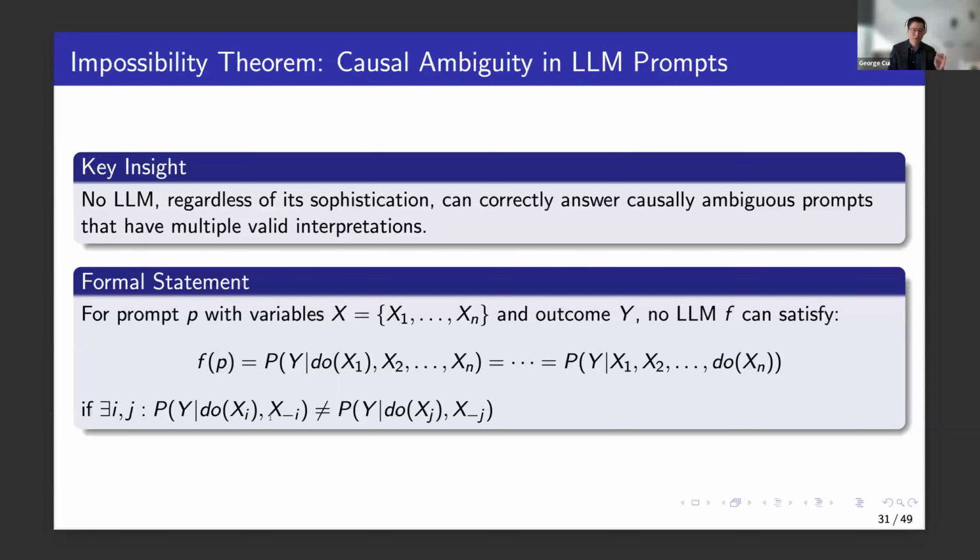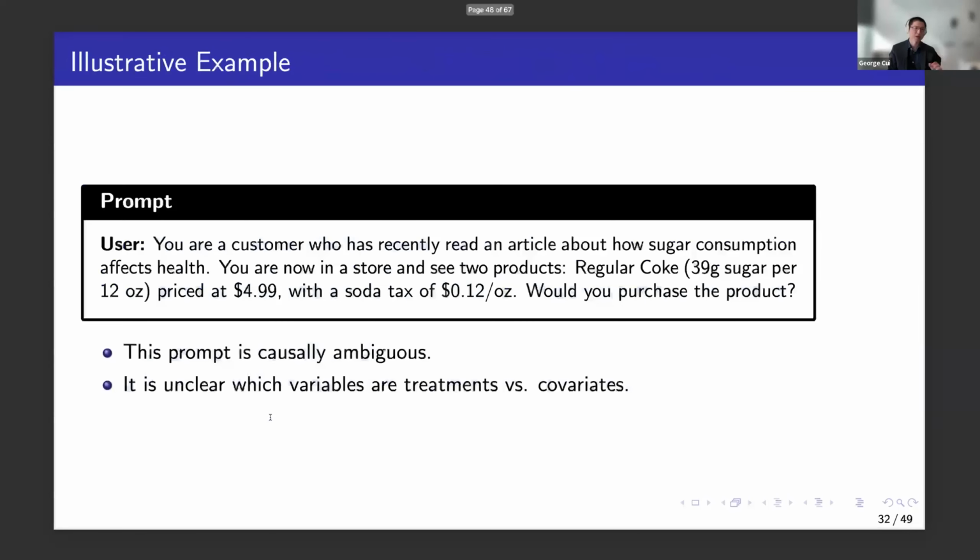Let me give you some more concrete examples. Suppose this is the prompt that we are supplying to the large language model. You are a customer who has recently read an article about how sugar consumption affects health. You are in a store and see two products, regular Coke, 39 grams of sugar per ounce, with a soda tax of a certain value. Would you purchase the product?